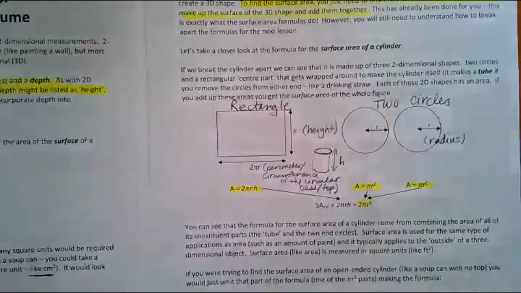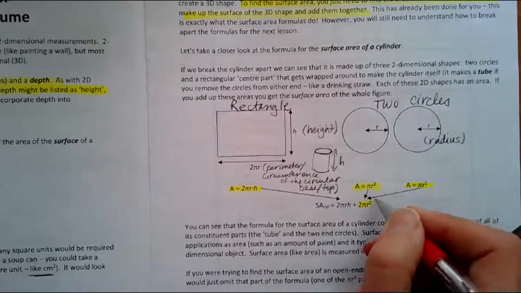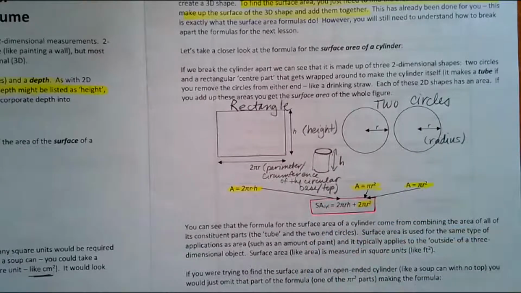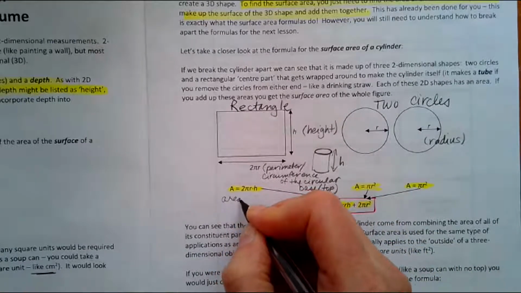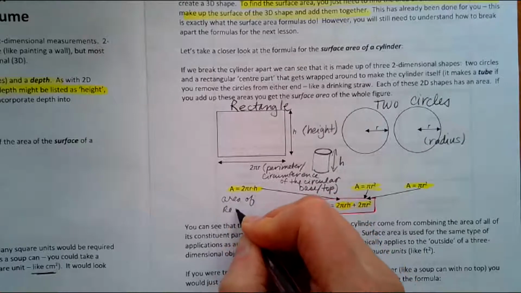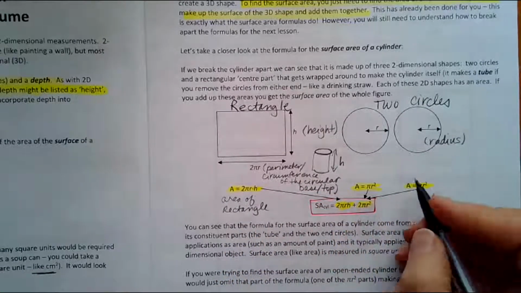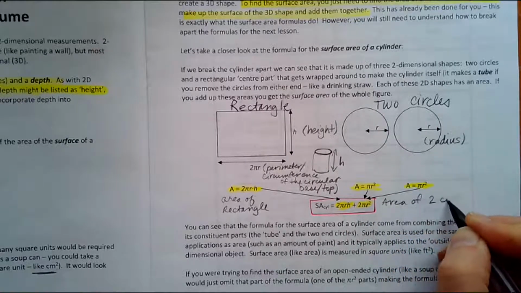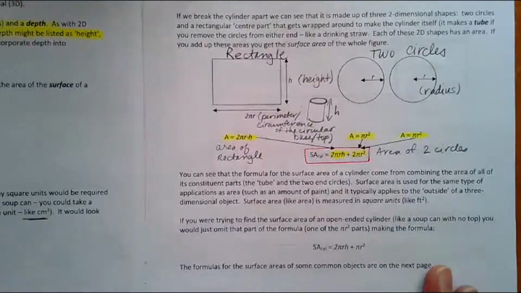So in entirety, in total, the surface area of a cylinder can be found by finding the area of the rectangle, right? This is the area of the rectangle. That's the first piece. And this second piece is the area of two circles. That's it.